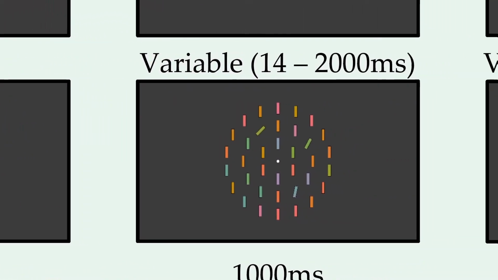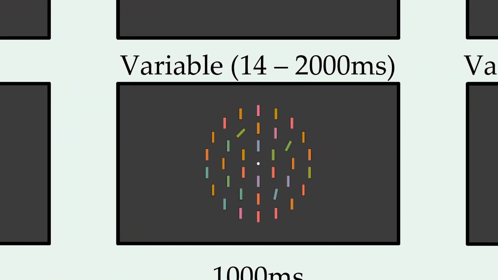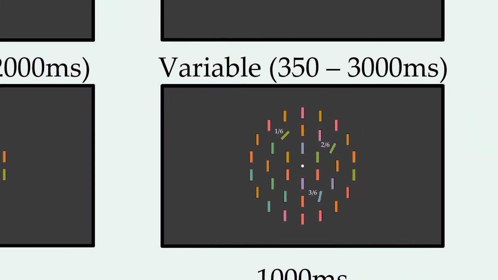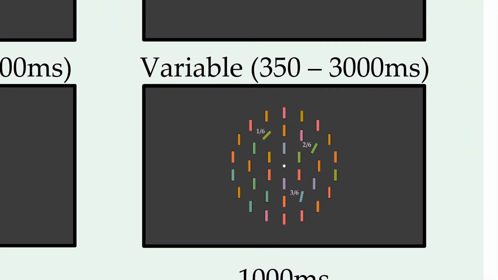The fourth experiment used again the same displays as experiment 1. The difference was that instead of a fixed 350 milliseconds presentation time, we used 7 different times, from 14 milliseconds to 2 seconds. For the last experiment, displays were identical to experiment 1. Here we used 3 presentation times from 350 milliseconds to 3 seconds.